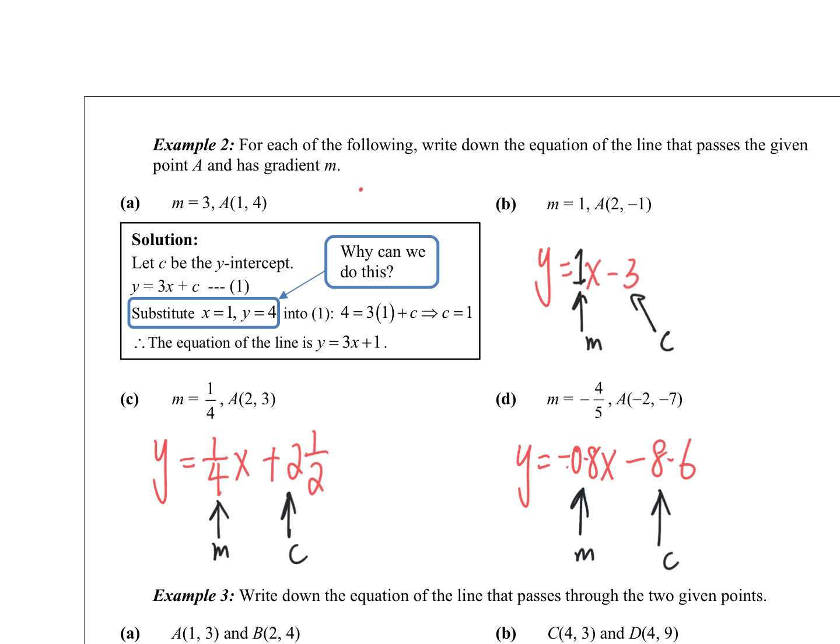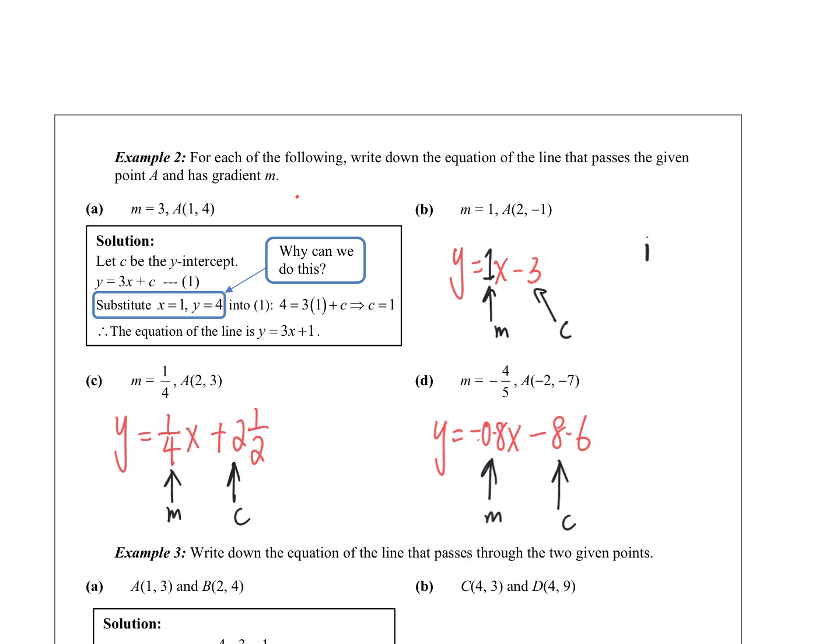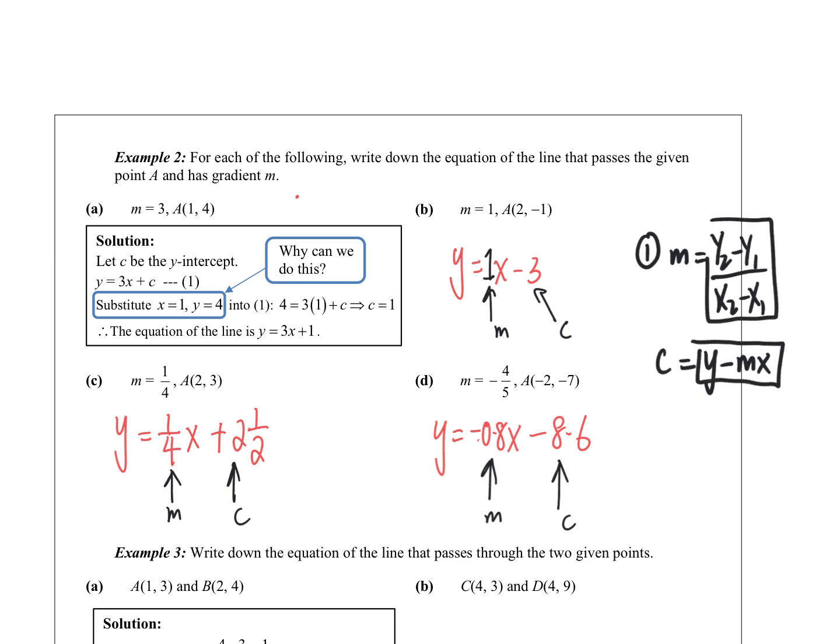Gradient, y-intercept. Okay, so double check. All these answers are on the board. So let me help you recap one more time. First, always calculate gradient. Second, find y-intercept. So you will just use y minus mx to find y-intercept. Then finally, using these two answers, put it into your y equals to mx plus c. So it's always these same 3 steps.